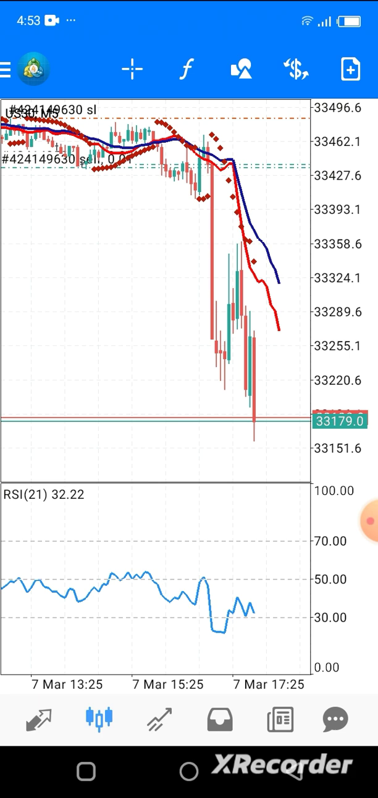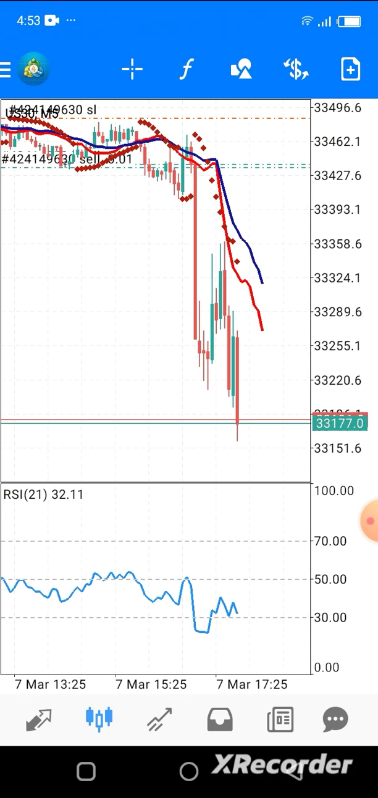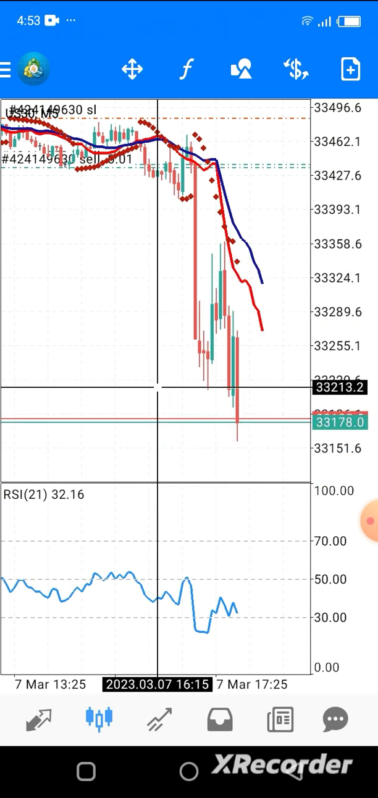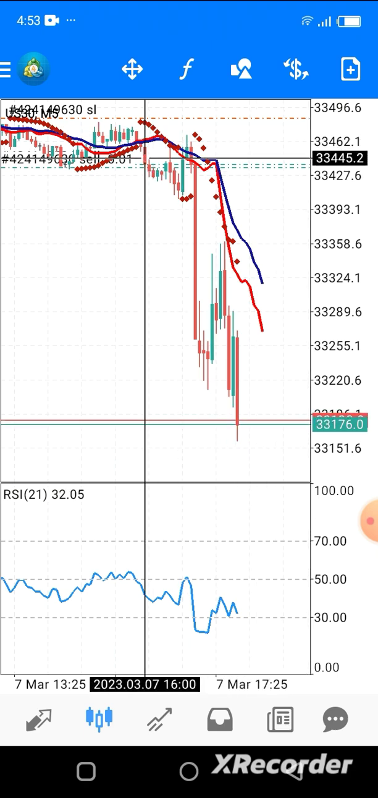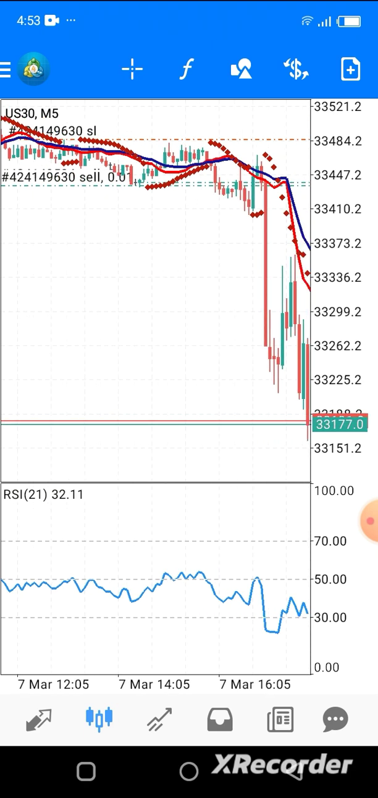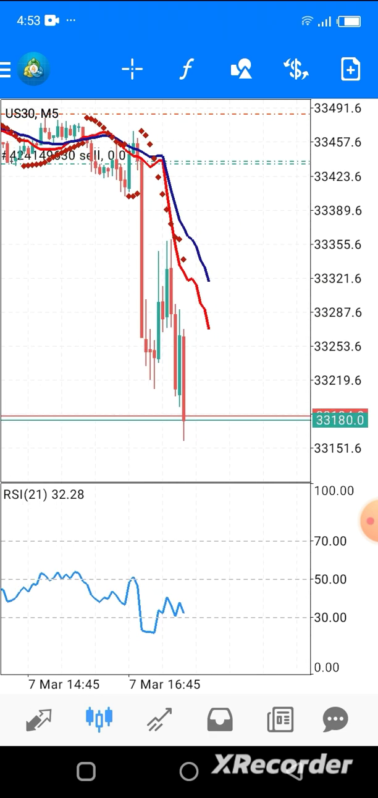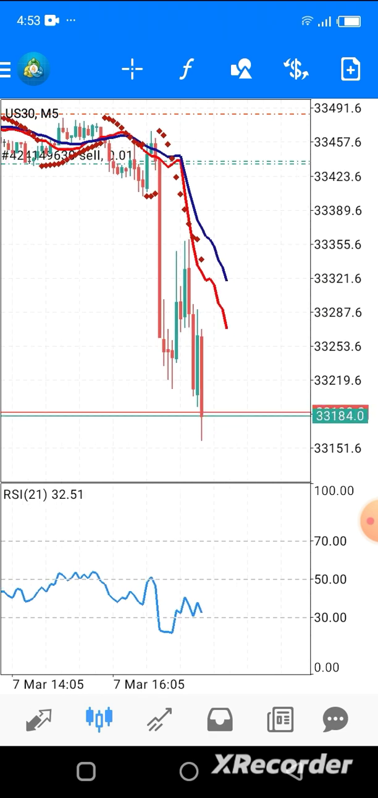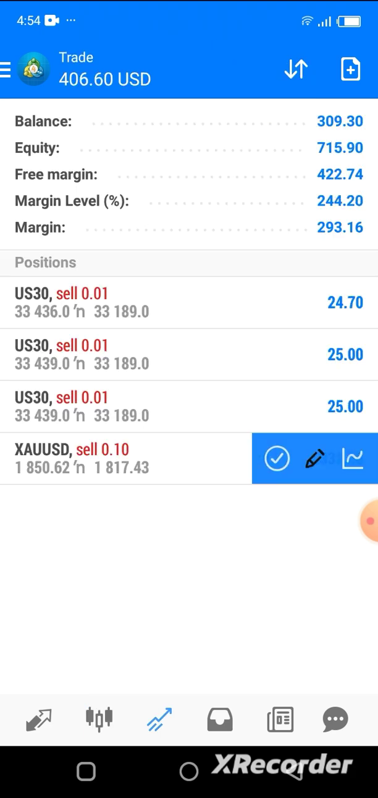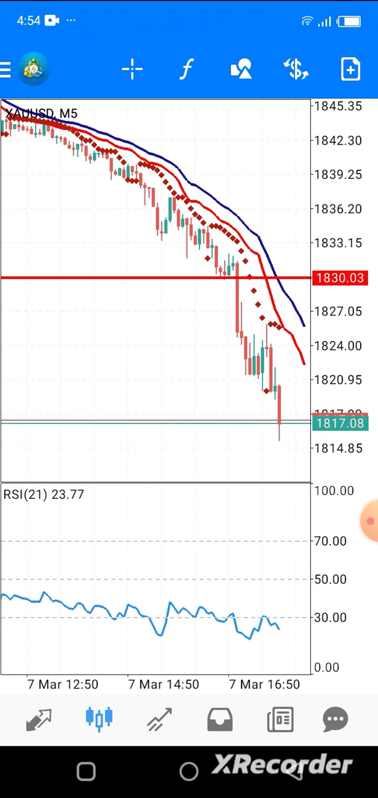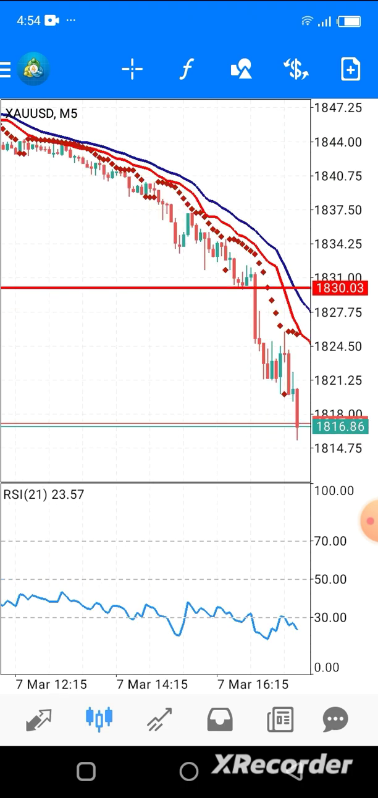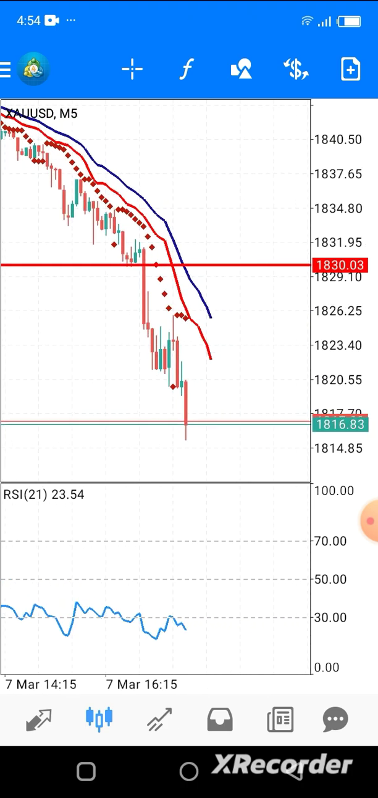As you can see, the market didn't come to my stop loss as per US30, but as you can see right here, the crossover happened. I showed you guys earlier, and it fell. I'm in profit. I really love this strategy. It's very reliable. And look at gold as well. It's been falling since yesterday. Look at it, you can see right here.